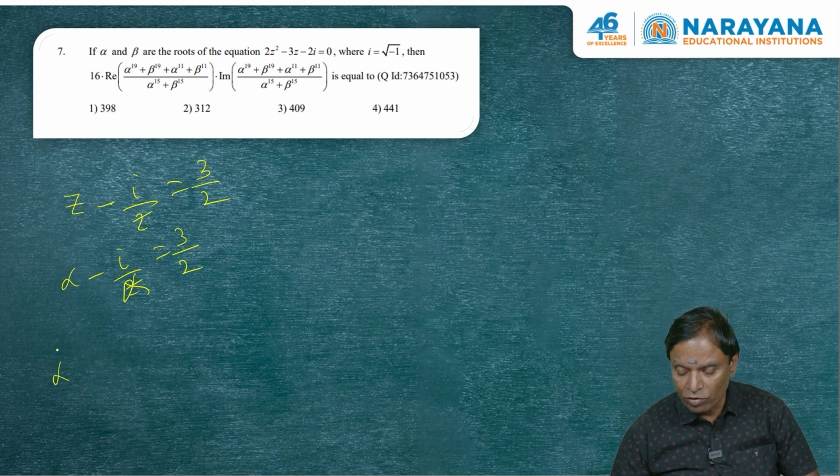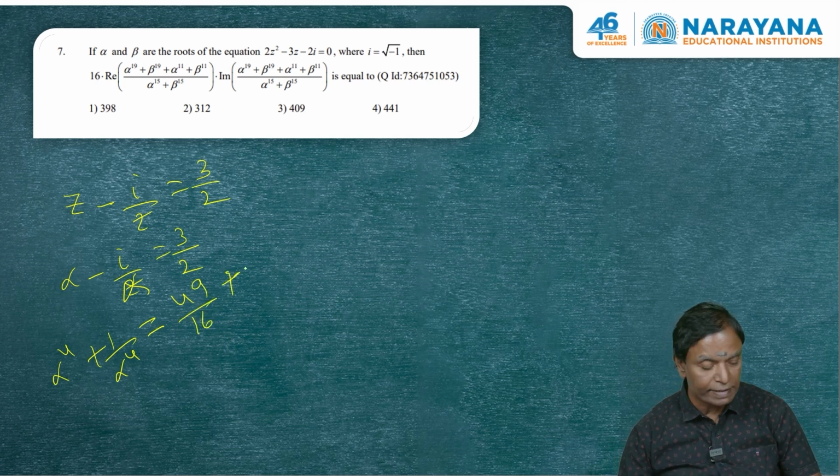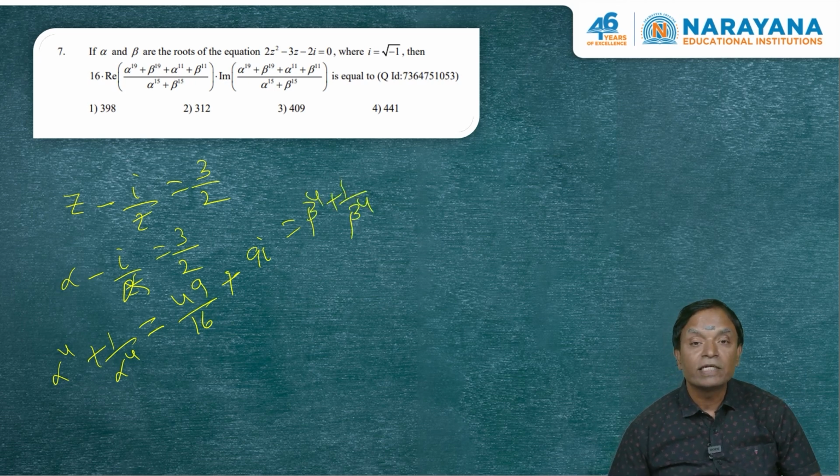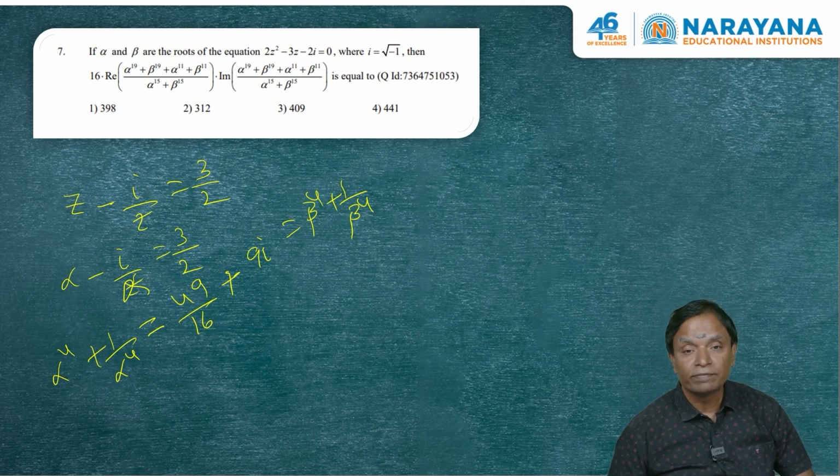So when I go for 2 times squaring, I will get alpha power 4 plus 1 by alpha power 4 is equal to 49 by 16 plus 9i, which is nothing but beta power 4 plus 1 by beta power 4. Now look at the expression, we want the real part of that.